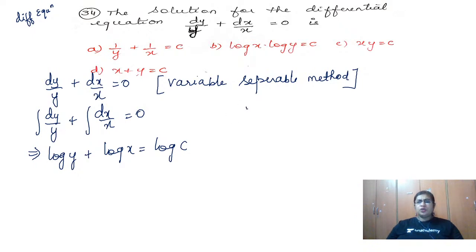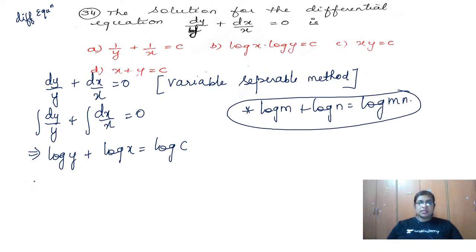Now what do we know? We know that log m plus log n is equal to log mn. I'm using this property of log to simplify here. So therefore this is in the log m plus log n form. So it is log of y into x is equal to log c.